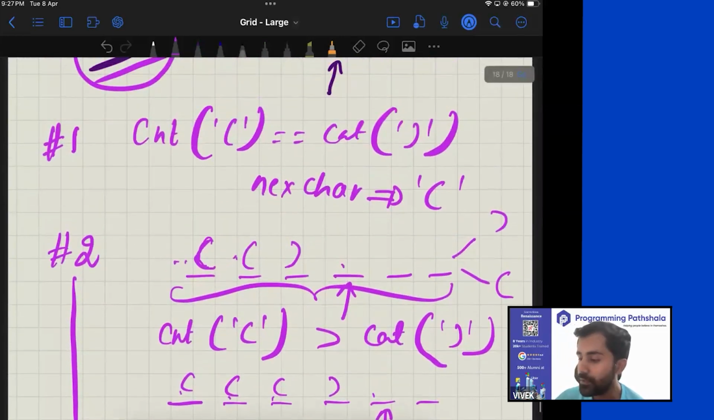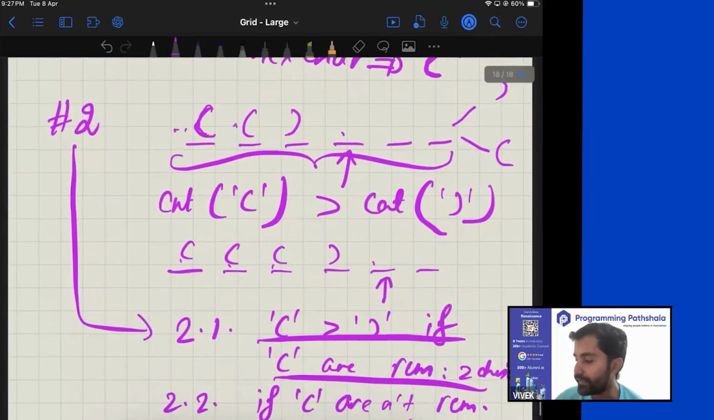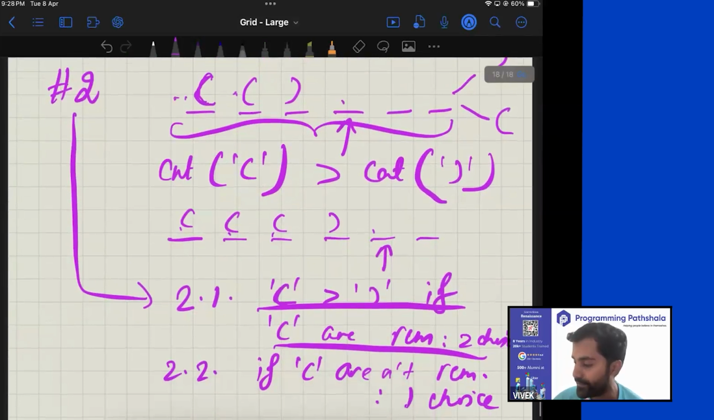So now if you look at it, you have an if-else kind of condition. Your first condition is that if the number of opening braces is equal to the number of closing braces, there is only one choice. The next character has to be an opening brace. And then comes the case where the number of opening braces is greater. So if it is greater, we check if opening braces are still remaining. Have we used them up? If we have not used them up, then our next character can be this also, and it can be that also, right? So two choices. But if we have used them all, then our next character can only be this. That's the basic idea.